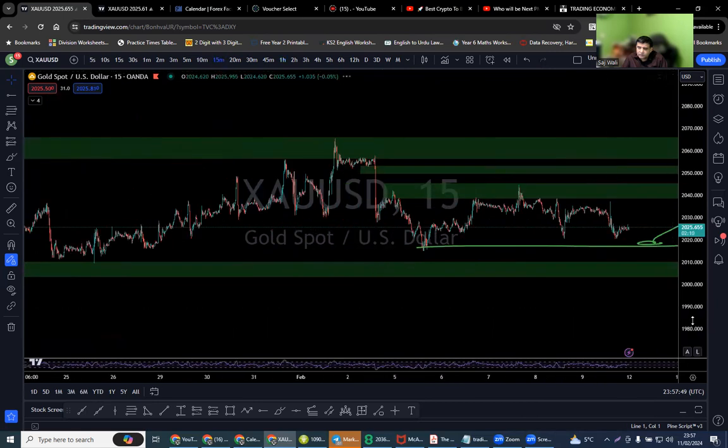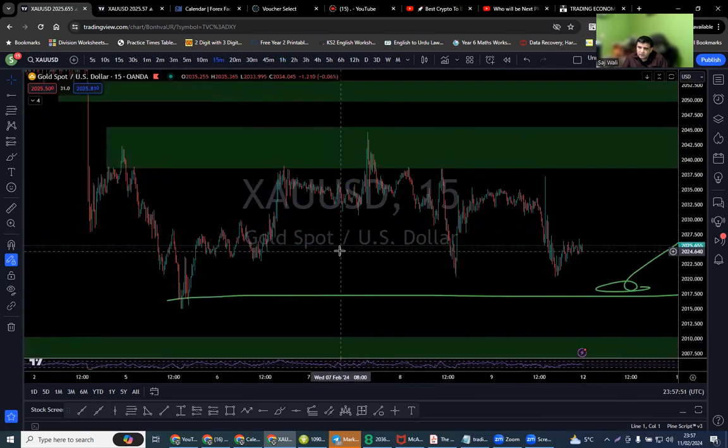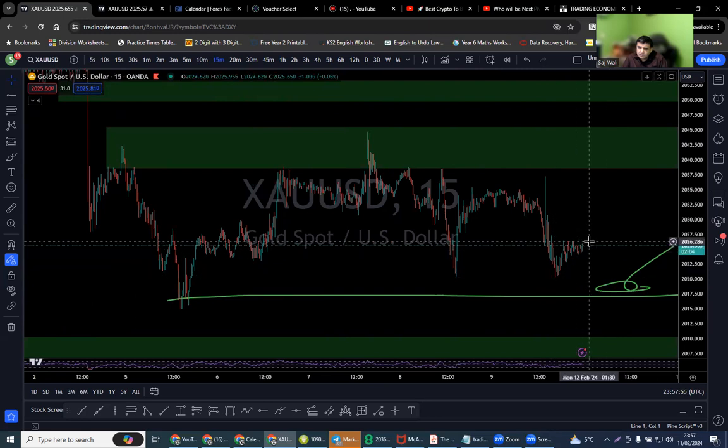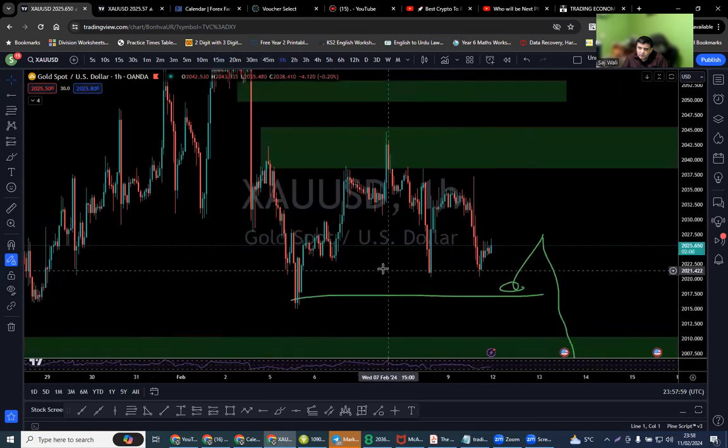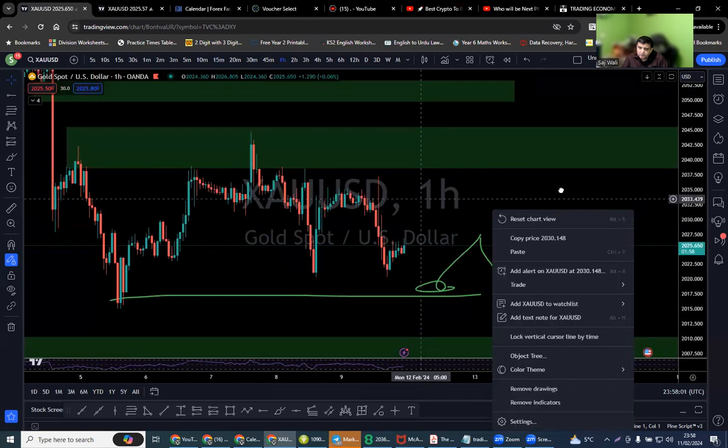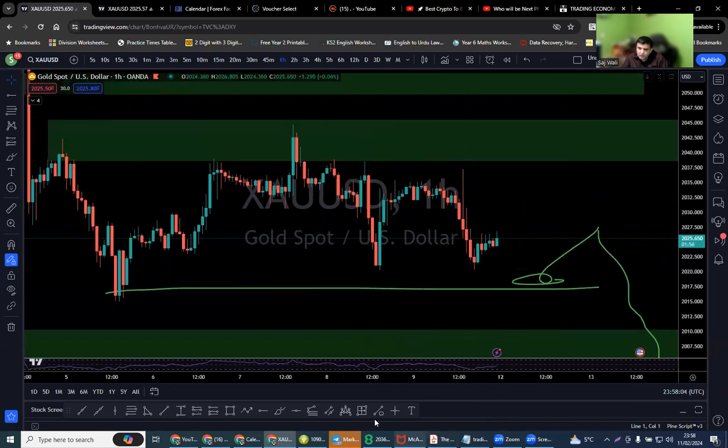And we can further refine in the 15-minute time frame. So at the moment, I would not suggest taking any trade. If you already took the trade on Friday from here, that was equal lows. You could have taken a trade from here.